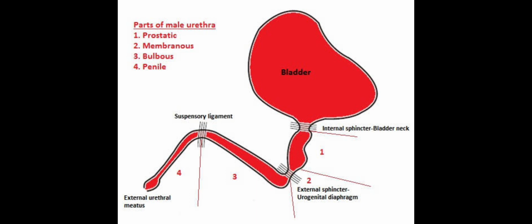The whole length of the urethra in male is 18 to 20 centimeters, while in female it is short. That's why the risk of infection in female is very high, because of the short urethra. In male the length of the urethra is 18 to 20 centimeters, while in female it is just 4 centimeters, while the diameter of the urethra in both male and female is 6 mm.